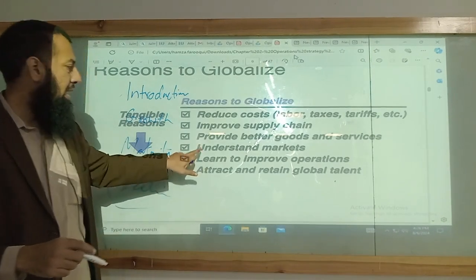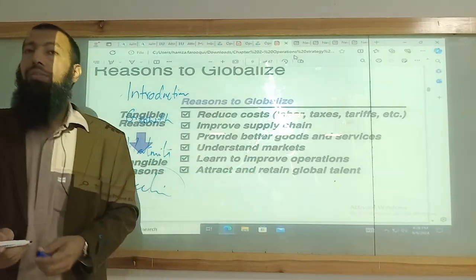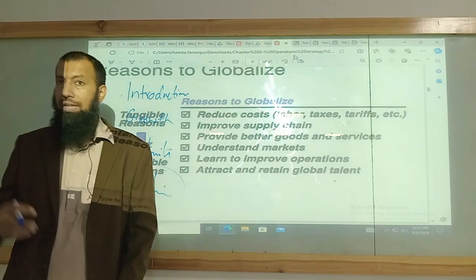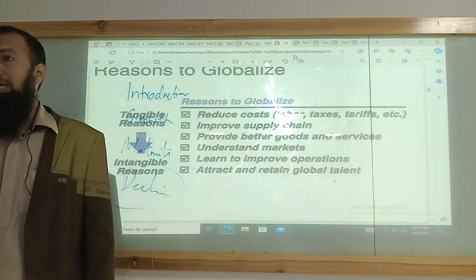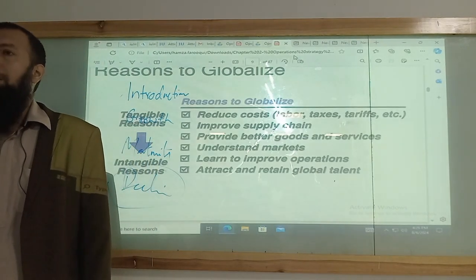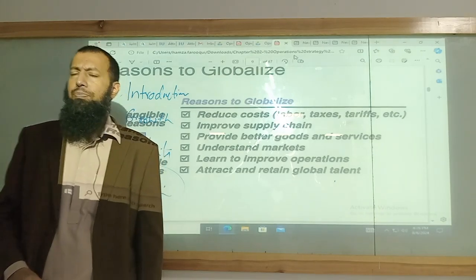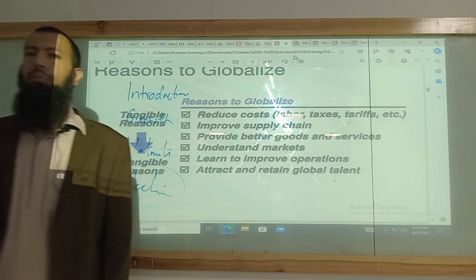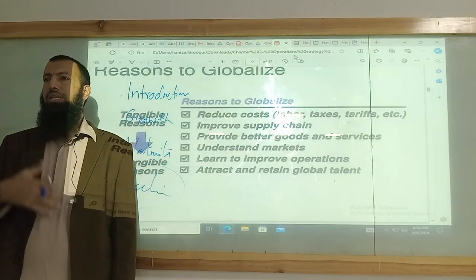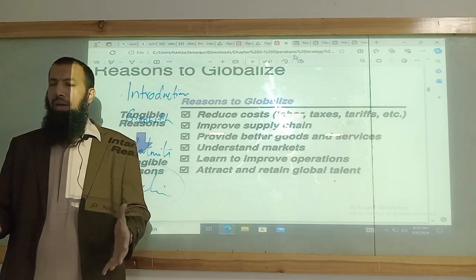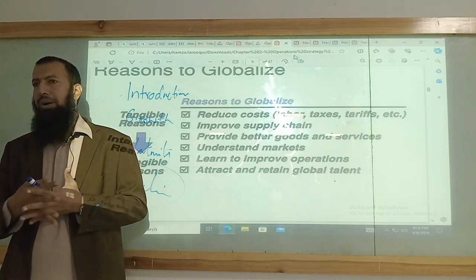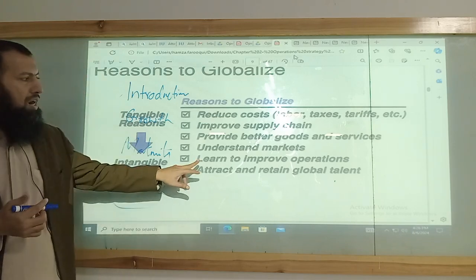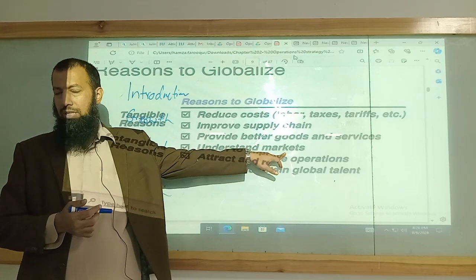Very important. Next is learn to improve operations. They learn to improve operations by sharing best practices. They learn to improve their practices from different parts of the world. For example, the world has learned a lot from Japanese manufacturers and businessmen. Why? Because their cultural practices were very professional and very efficient. So the world has learned from their operation practices.